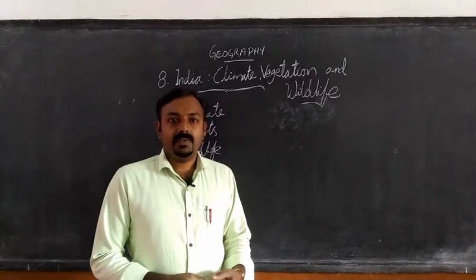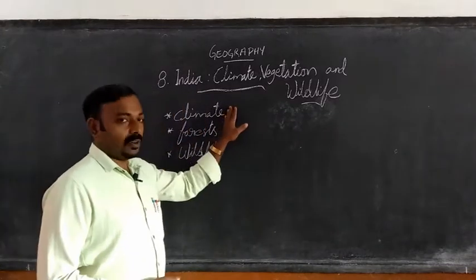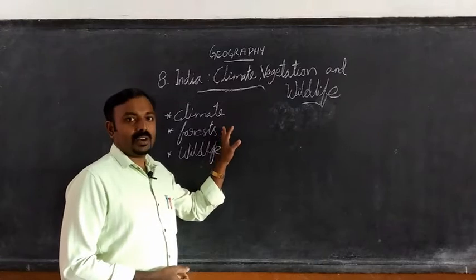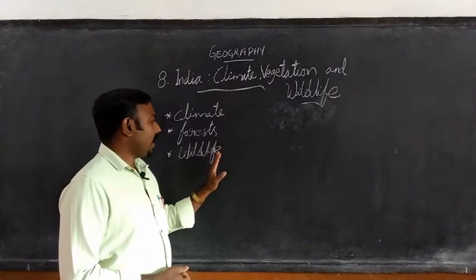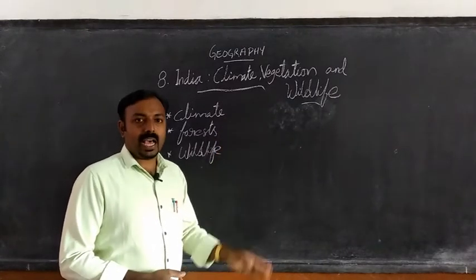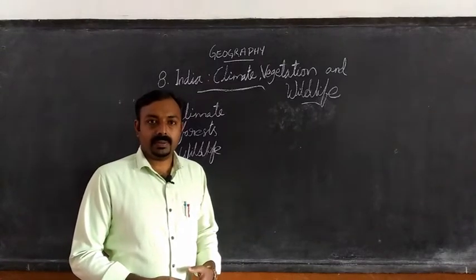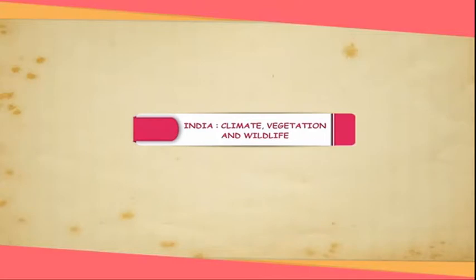In this chapter, we are discussing about the climate of India. Different climates are there and forests, natural vegetations in India and wildlife, different animals that are growing in India that we are discussing in this chapter. India, climate, vegetation and wildlife.